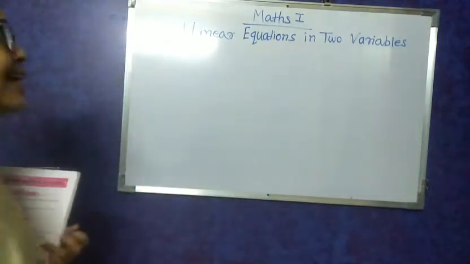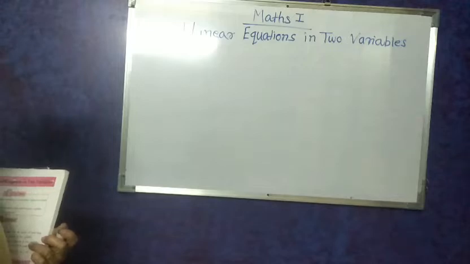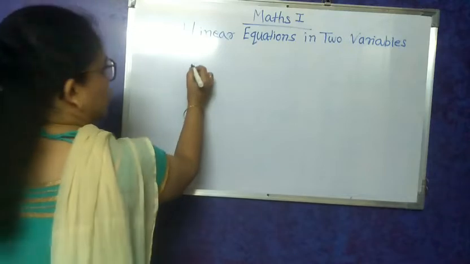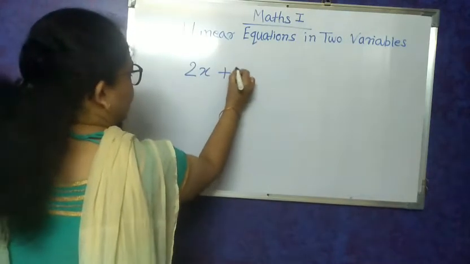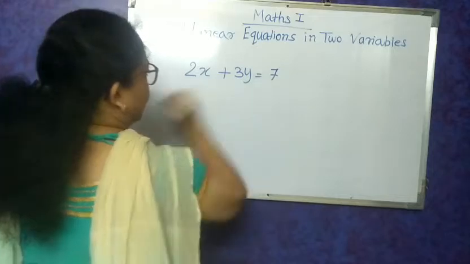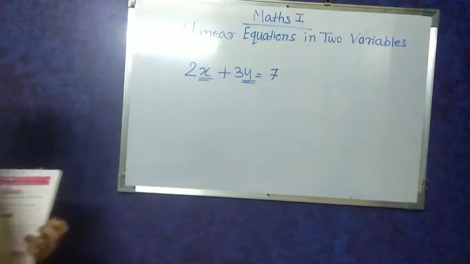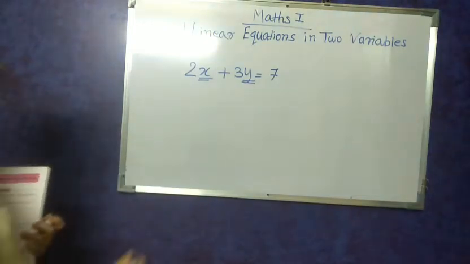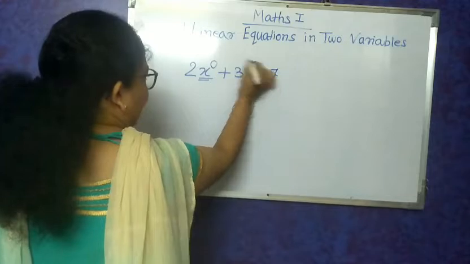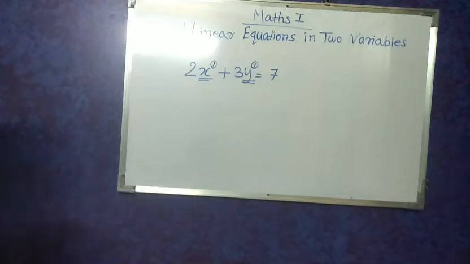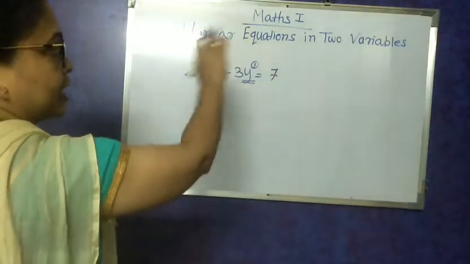Linear means the index of the variable should be 1, and there are two variables in the equation. So if I am writing 2x plus 3y is equal to 7, here two variables are there. x is one variable, y is the second variable. Whatever the power or the index of these two variables is, individually it is 1. At that time this equation is called a linear equation. So what do you mean by linear equation in two variables?